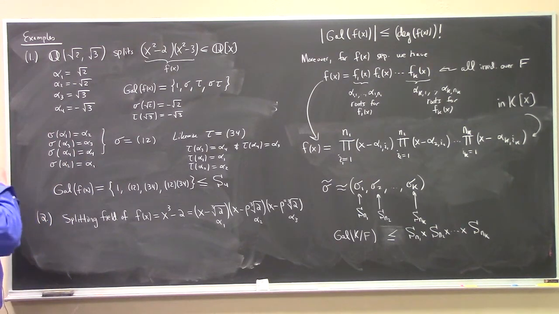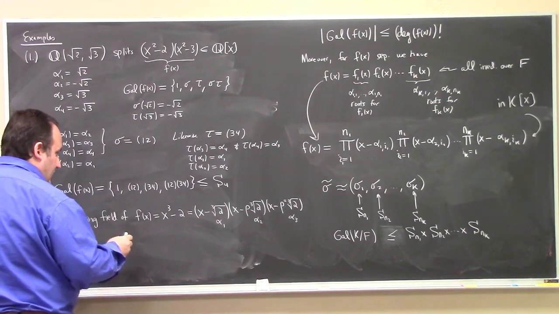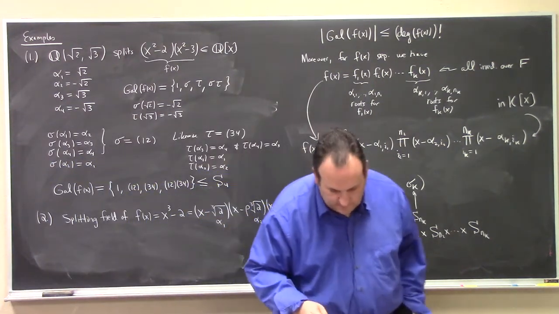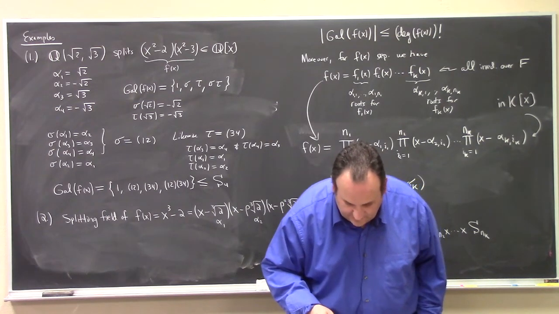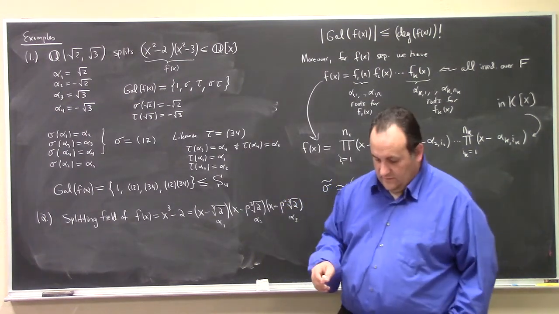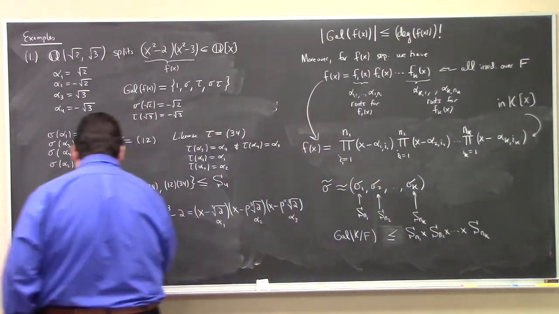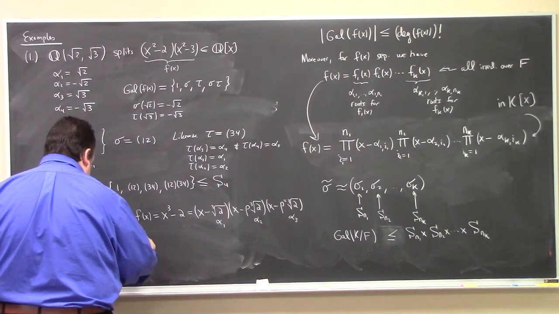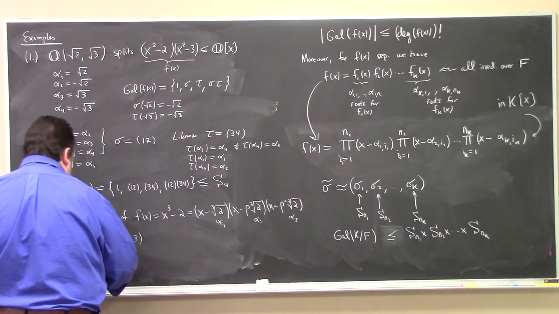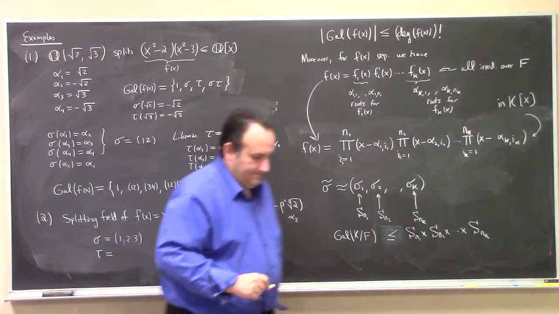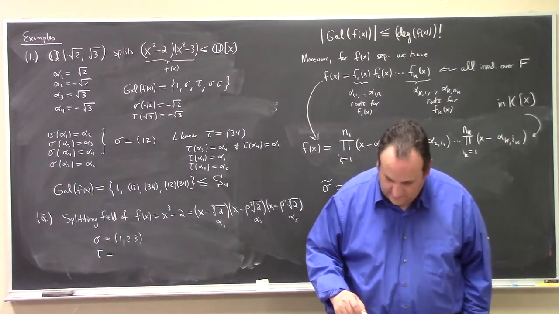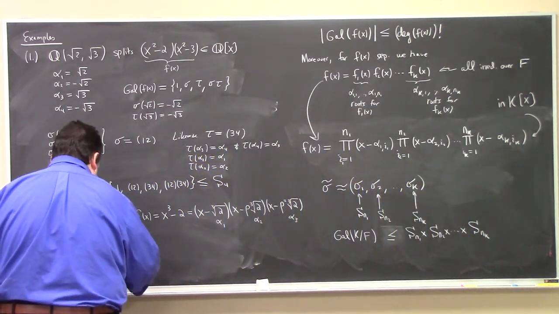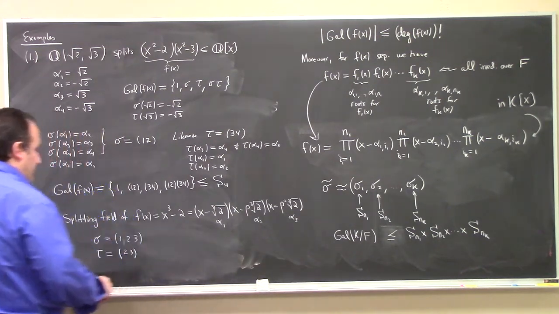let's see, I'll try to use his notation. In this case he uses sigma as the 1-2-3 cycle, and tau is, let's see here, what's tau? The 2-3 cycle. What does that mean?